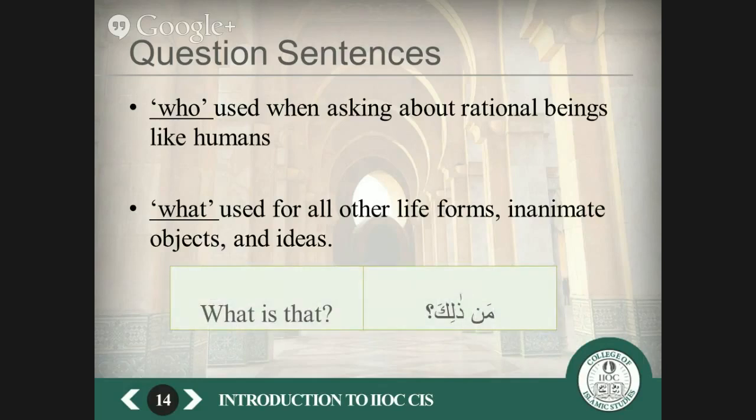If you're walking up to someone and you're asking, hey, who is this? You don't say ma hadha. You say man hadha. And if you walk up to water and you say, hey, man hadha, no, because this is an object. So you say ma hadha. So ma is for inanimate objects, and man is for rational beings, like human beings. Okay. So "what is that" is a wrong translation. It should be who. So man dhalika, who is that?